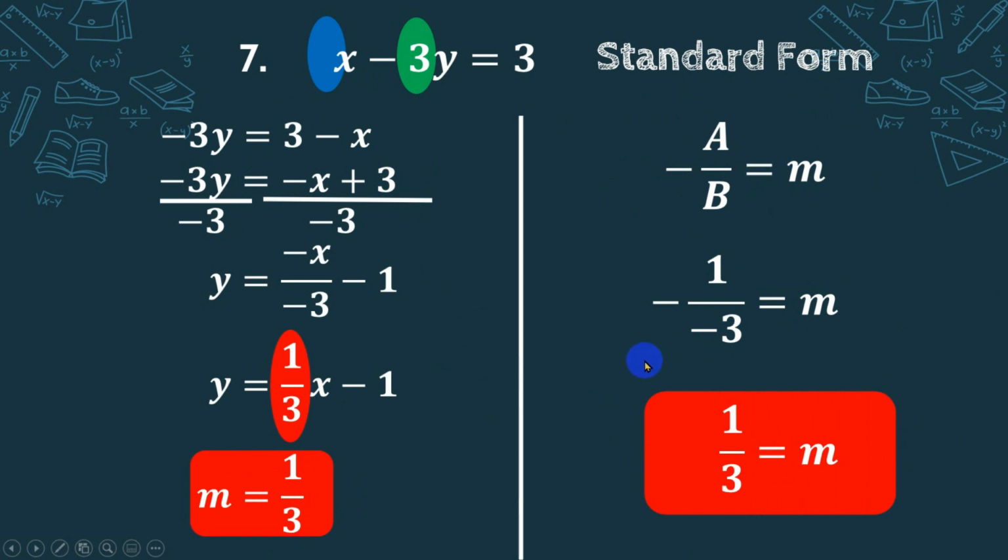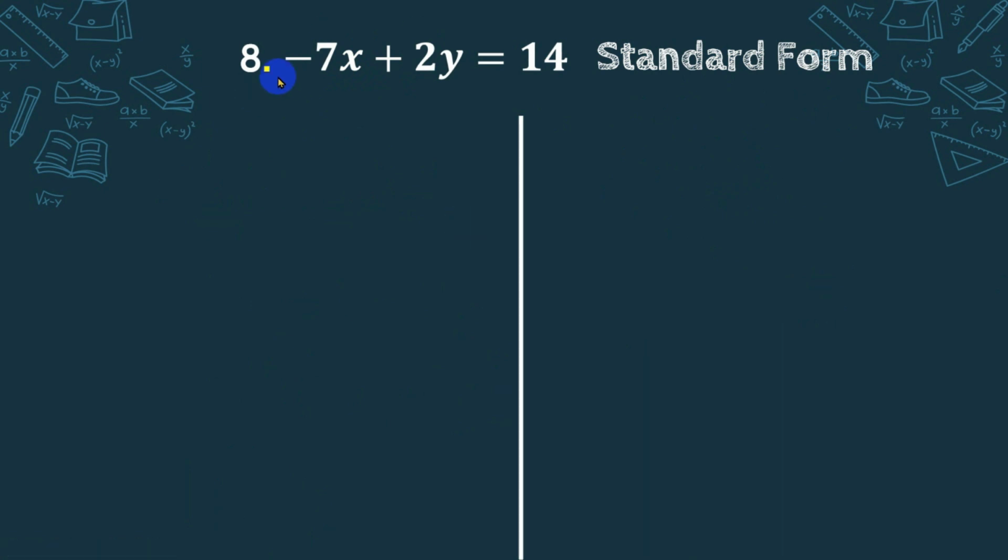Okay, let's have another example. Example number 8, we have negative 7x plus 2y is equals to 14. And again, this is written in the standard form. Now, itry naman natin na unahin yung second method natin na hindi tayo magre-rewrite. Kukunin lang natin si negative ng a over b para makuha si slope.